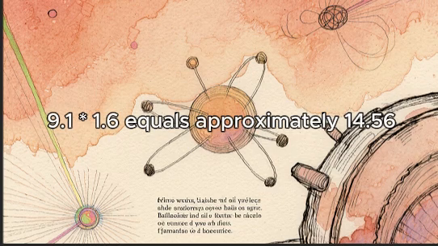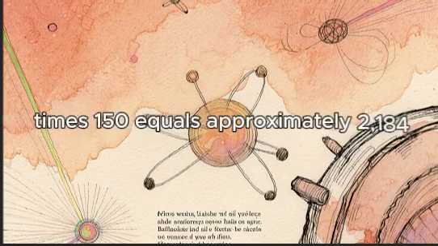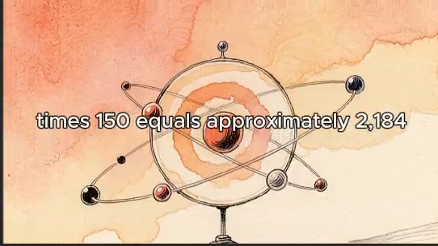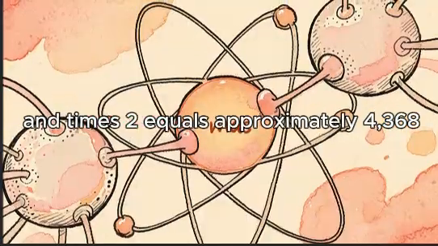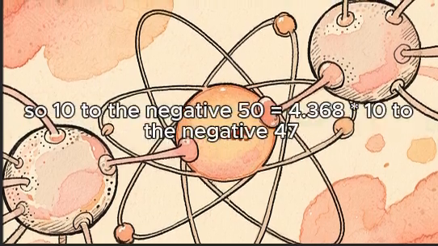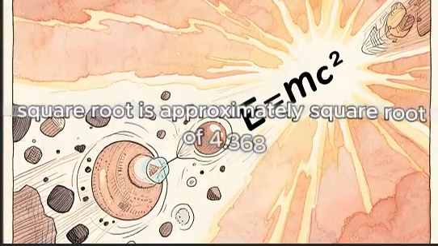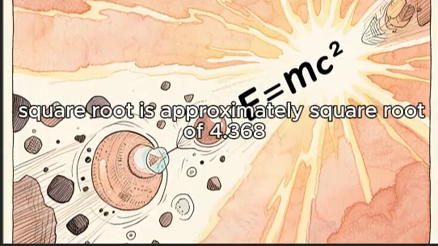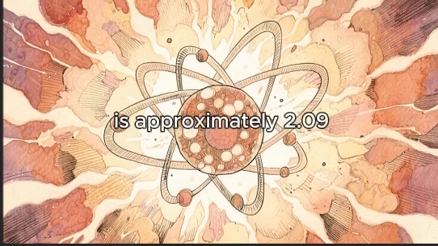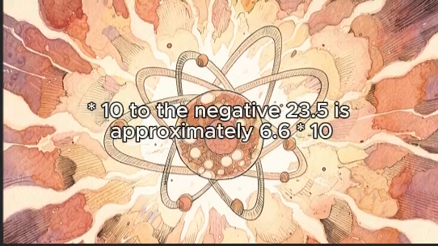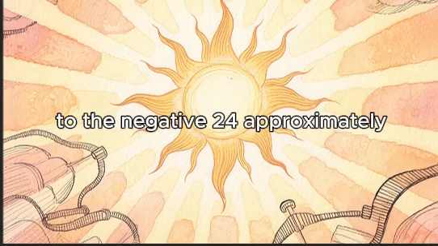9.1 times 1.6 equals approximately 14.56. Times 150 equals approximately 2,184, and times 2 equals approximately 4,368. So the product is 4.368 times 10 to the negative 47. The square root is approximately 6.6 times 10 to the negative 24.